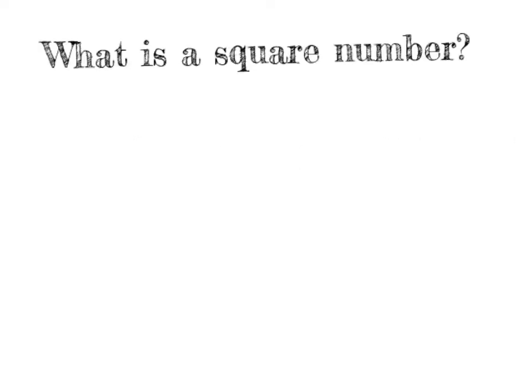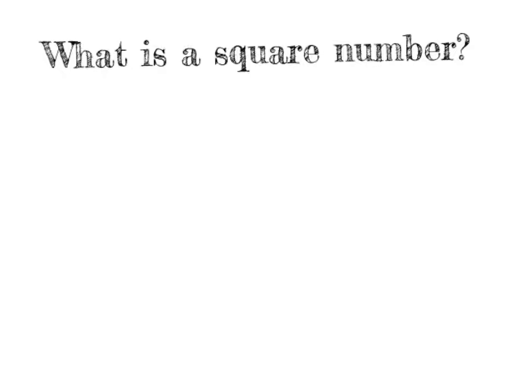The difference of squares. What is a square number? Now, we always talk about the difference of squares and things like that, but let's look at a square number before we carry on. A square number is any number that can be written to the power of 2.